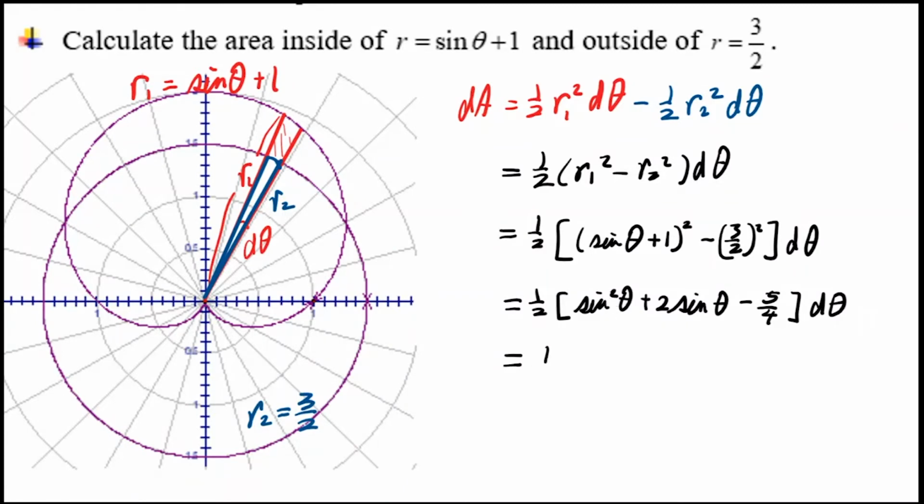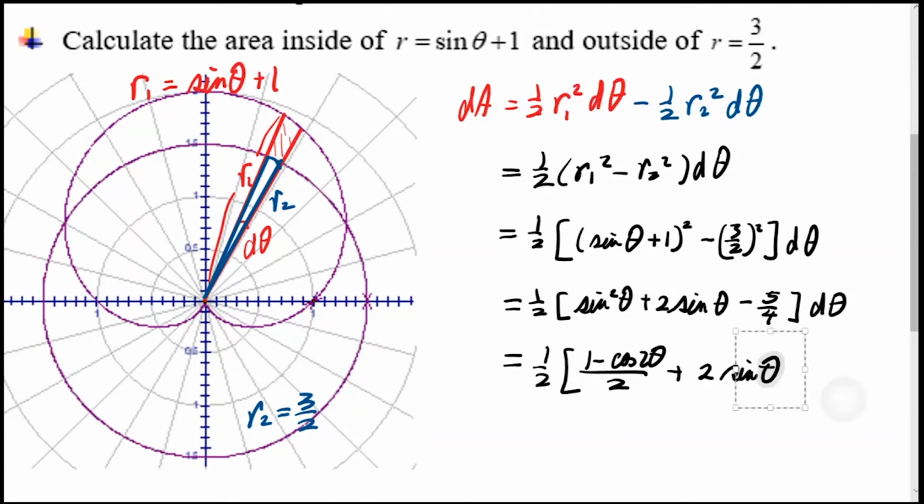So somebody tell me what that is while I write the rest of the things. 1 minus cosine 2 theta over 2. Thank you. This should be automatic, a reflex by now, right? Still with me? You see why you don't want to do all of this inside the integral? It's a pain in the butt.